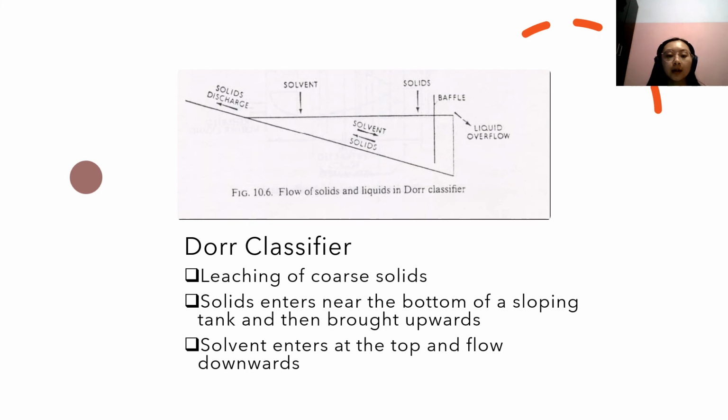Dorr classifier is also one of the equipments of leaching. It is for leaching of coarse solids. Solids enter near the bottom of a sloping tank and then move upwards. Solvent enters at the top and flows downwards.